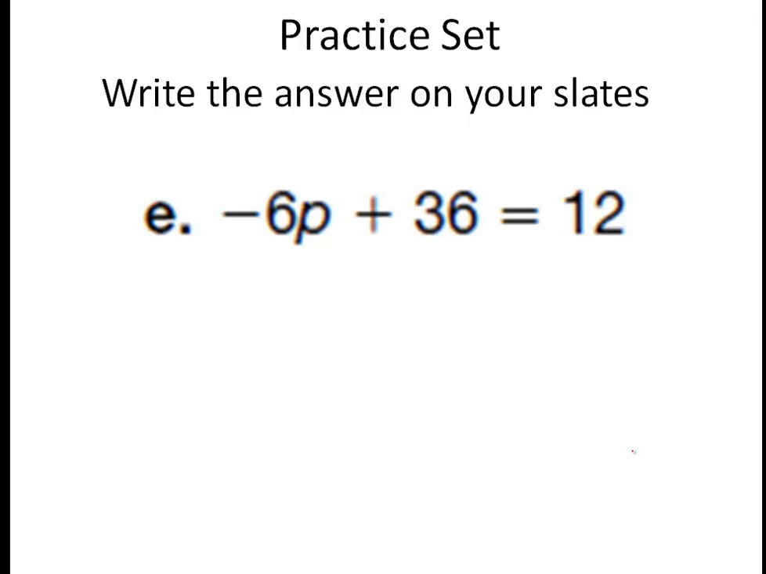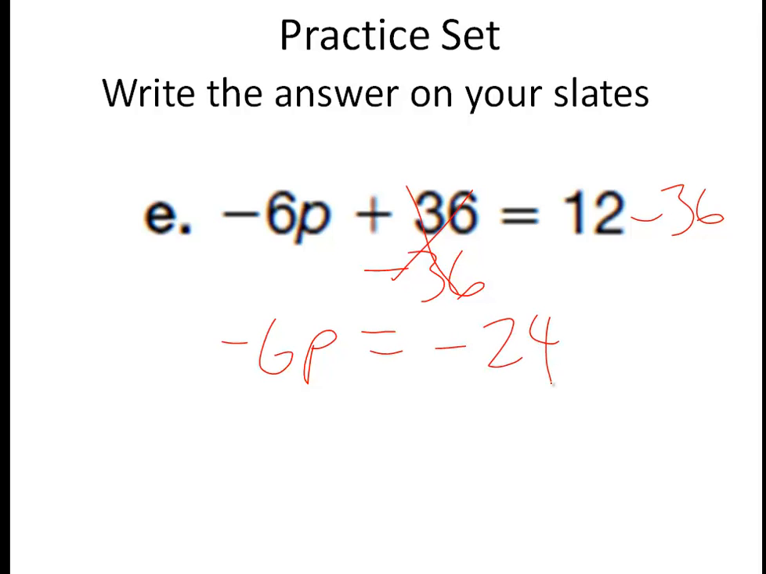See if you can do this one, please, and then I'll show you how to work it and give you the answer. Okay. I'm going to subtract 36 from both sides. Then I'm going to get negative 6p. This goes away. Equals negative 24, because negative 36 plus 12 is negative 24. If I'm at negative 36 and I go to the right 12 spots, I'd be at negative 24.